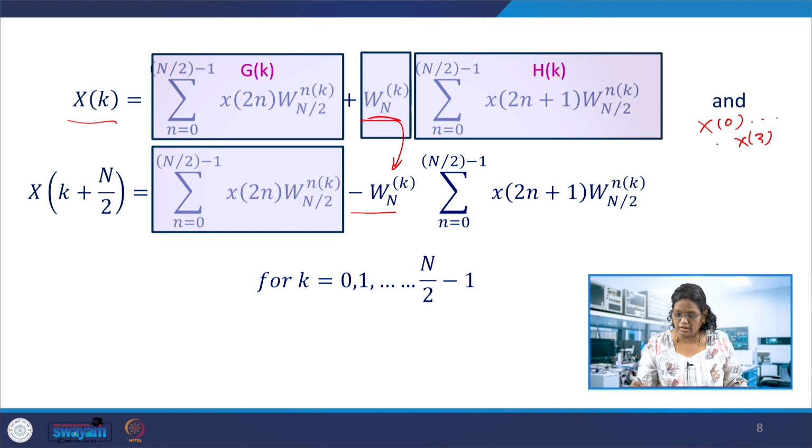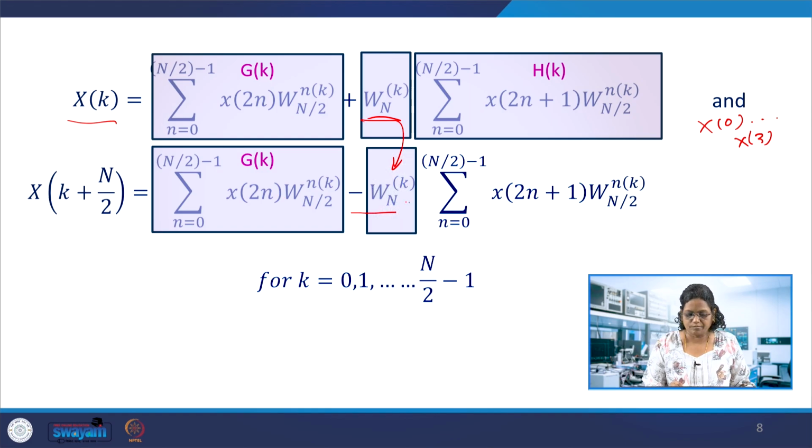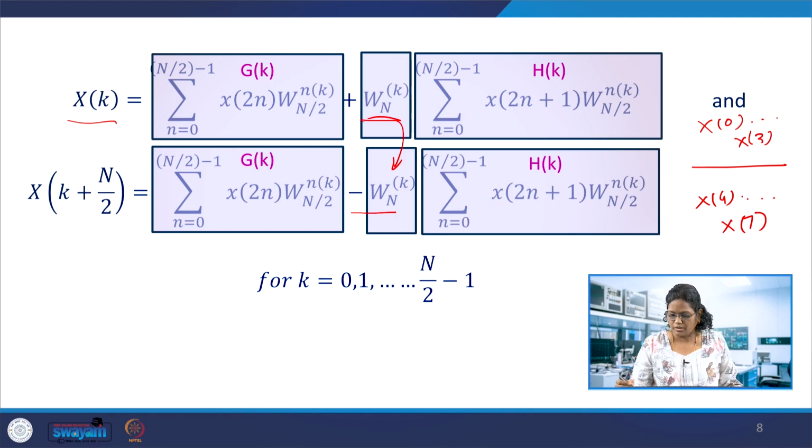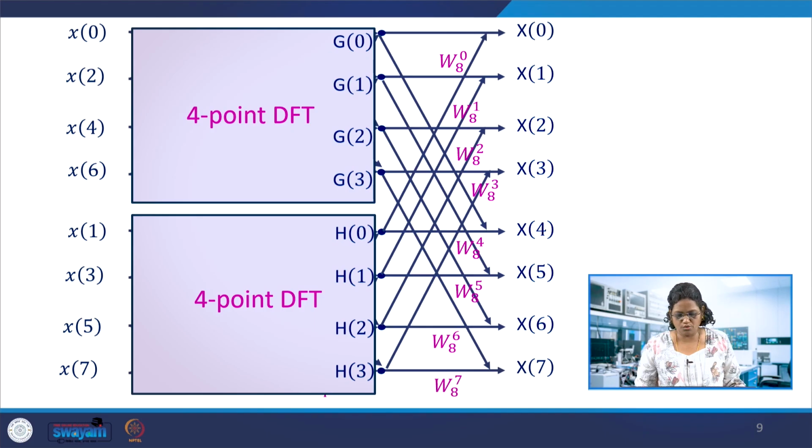That is 0 to 3 for N equal to 8, whereas in this second equation, this is also G of k, and this is the twiddle factor W_N^k, times H of k. So from this we get x of 4 to x of 7. We can get this from this equation. So we have split it, obtaining the DFT for the first half and the next half, 0 to 3 and 4 to 7. Now, in the first stage, how do we get this? Here you can look at this.